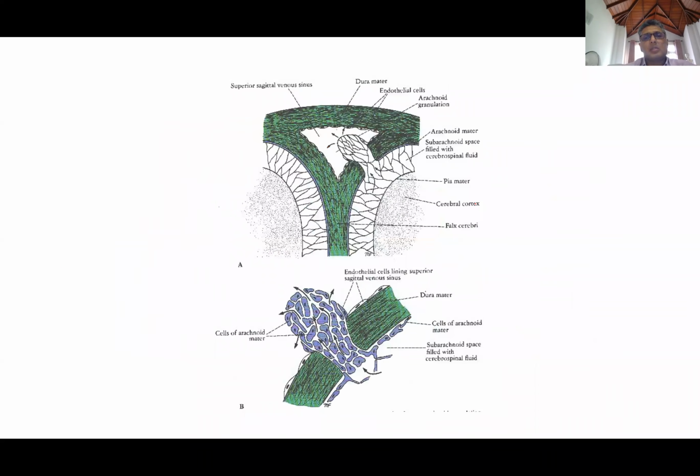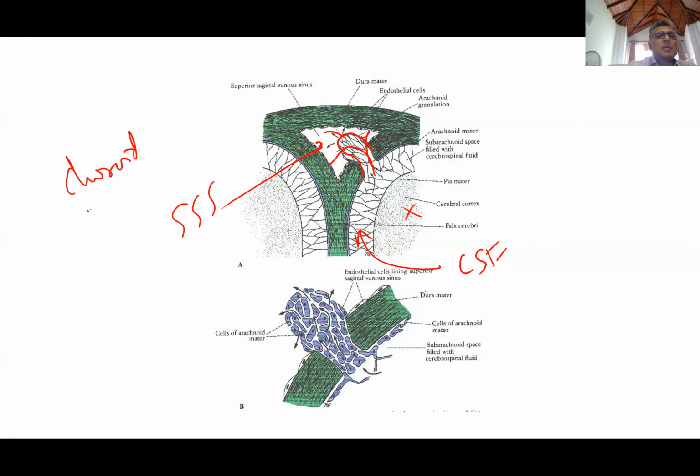So this is a close view of the arachnoid granulation. You get the brain substance here, you get the subarachnoid space filled with CSF there. And this is an arachnoid granulation inside the superior sagittal sinus. So CSF is reabsorbed into the bloodstream. It is formed at the choroid plexus and absorbed at the arachnoid granulations.